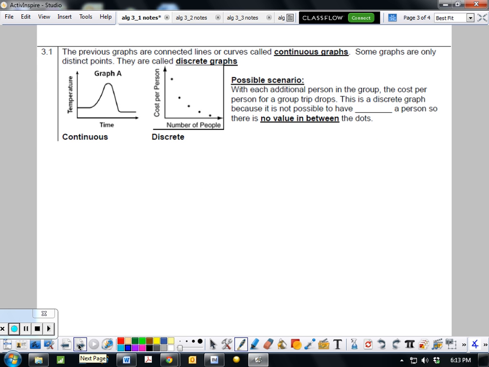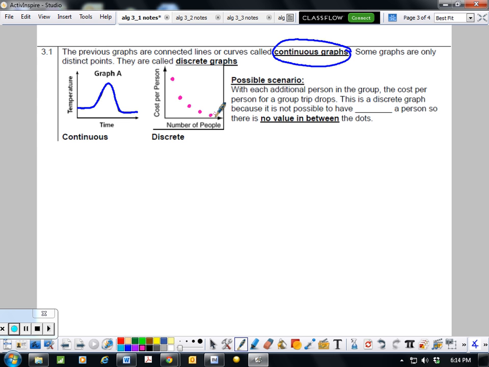Okay, the previous graphs are connected lines or curves, and because they're all connected, where I could really just take my pencil and draw the whole graph without ever picking up my pencil, that's what we call a continuous graph. So, for example, this one was a continuous graph because I'm drawing it without ever picking up my pencil. But we also have something called a discrete graph, and that's where we have only certain points. We don't know if there are other values or there are no values in between those.